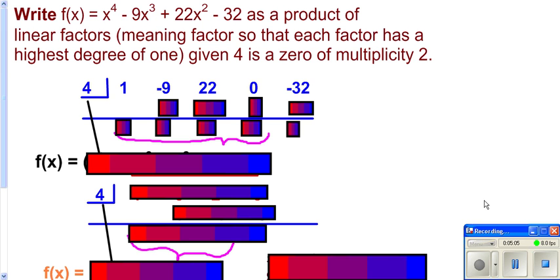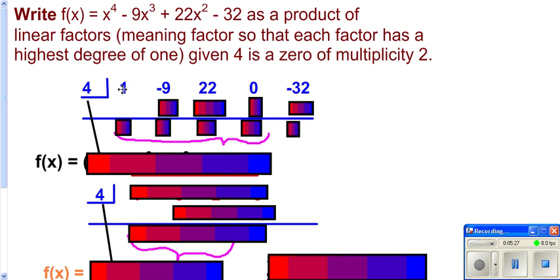We need to take this function and write it as a product of linear factors. That means inside the parentheses when it's factored, the highest power you want inside the parentheses is 1. They are being nice to us though, and they're telling us that 4 is a 0 and that it shows up twice because it says multiplicity of 2.